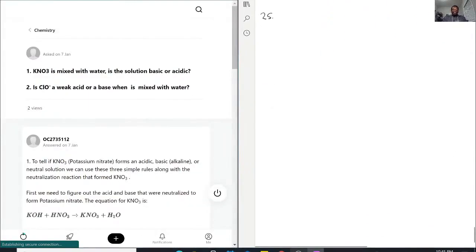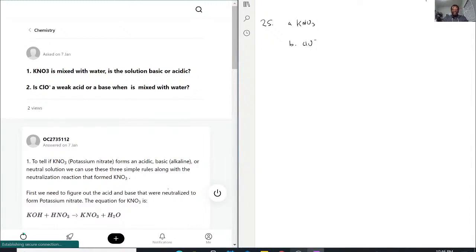For this we have KNO3 mixed with water. Is the solution basic or acidic? And then they ask, is ClO⁻ a weak acid or base when mixed with water? These are a little bit tricky, I won't deny, because we have to really know what they split into. So let's start with A as KNO3 and B as ClO⁻.